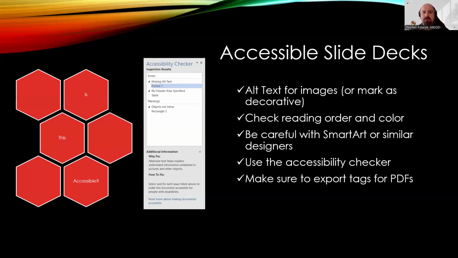This is a short 5-point checklist to run through before you send out any of your materials. First off, you want to make sure any images you put in there have alt text or that they are marked as decorative. Second, you want to check the reading order of your slides and also double check the color choices you've made, that they have enough contrast that someone can read the text on screen.